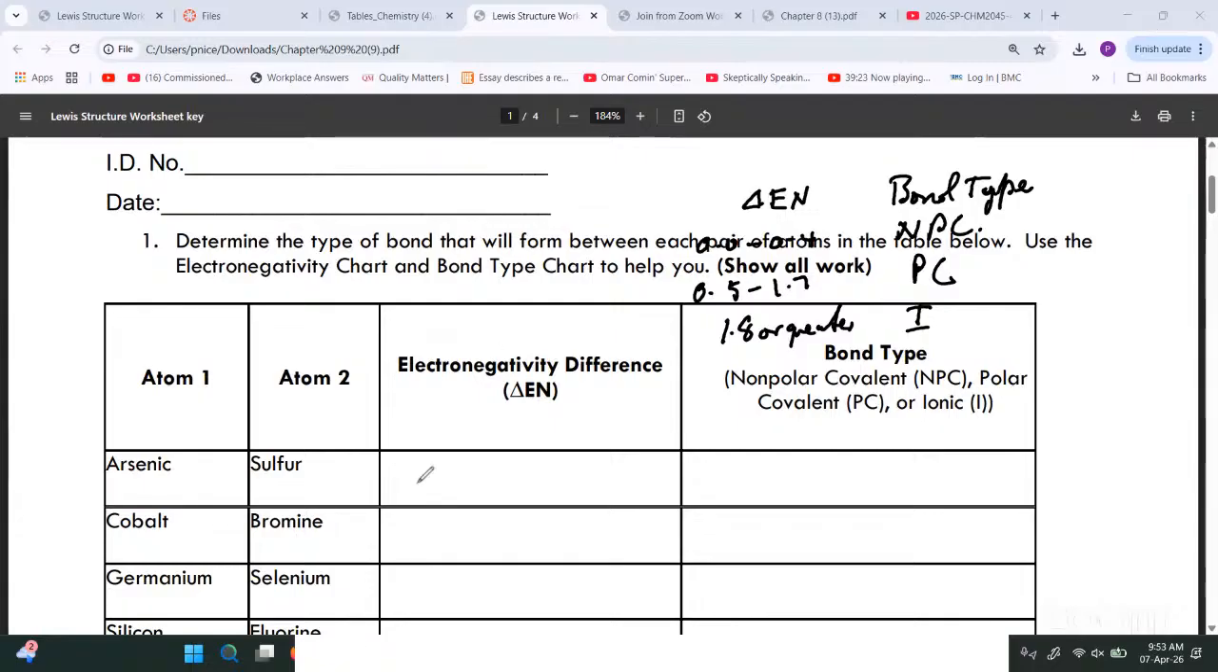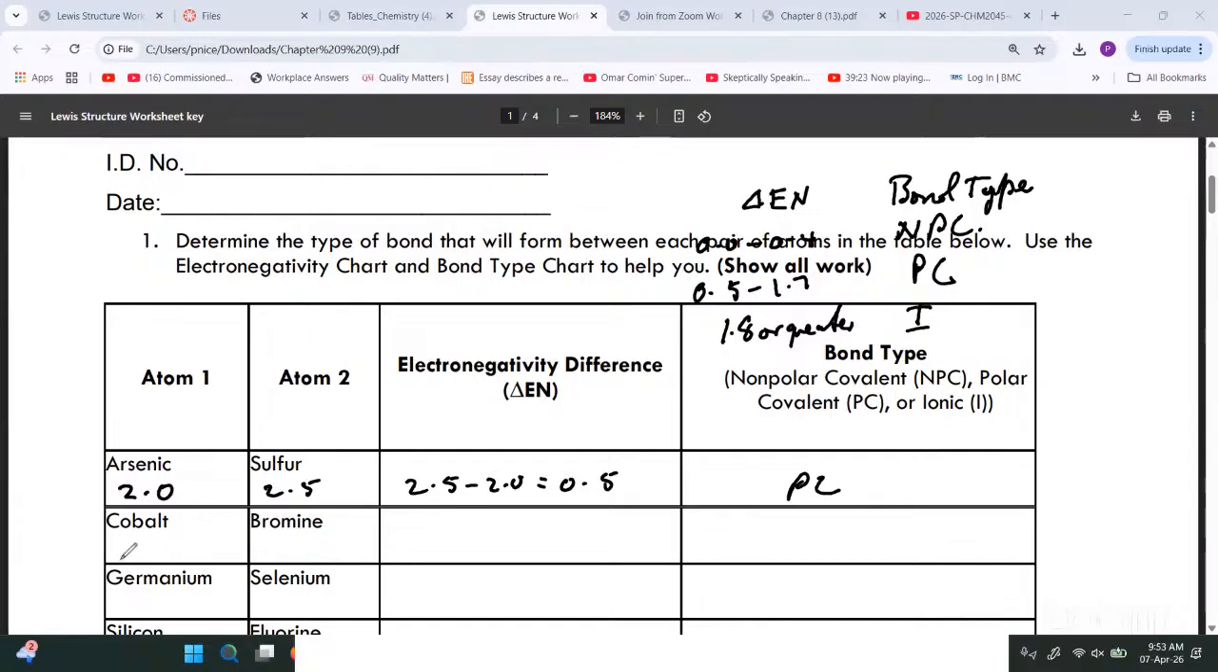Nobody has the electronegativity values in front of them? 2.0. Okay, I'll take your word for it. And what's the value for sulfur? 2.5, right? So 2.5 minus 2.0 gives you 0.5. What category of bonding would you put that at? Polar covalent, exactly.